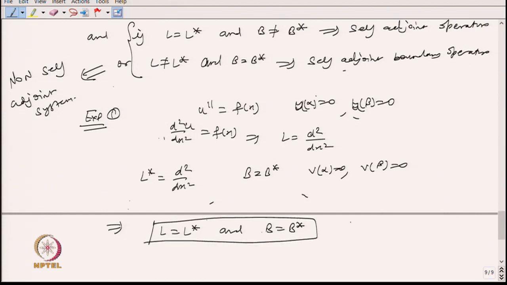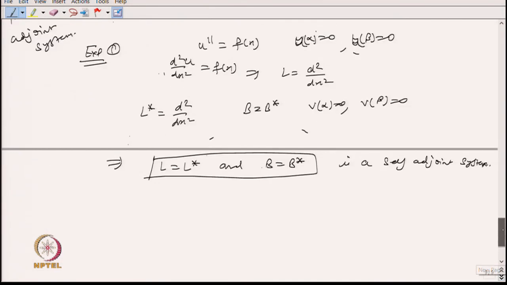So, I can say from here that this is a self adjoint system. So, this is the self adjoint system.